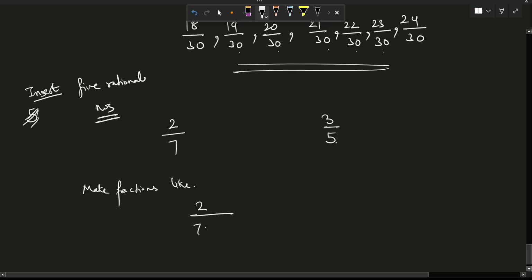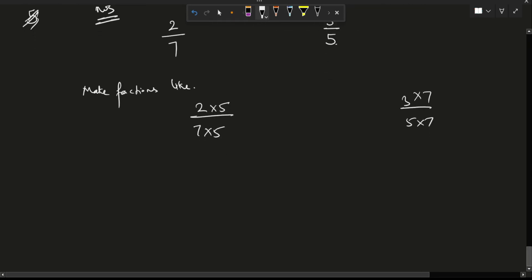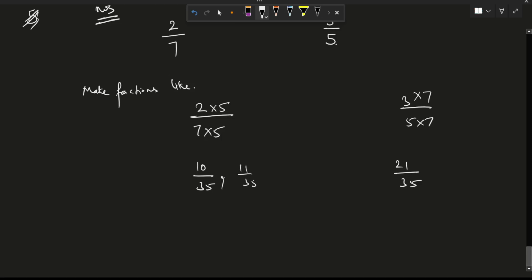So what I have to do is multiply this by 5, this also by 5, and this I'll multiply by 7. So what I got over here is 10 by 35 and this is 21 by 35. Here, I don't think I have to do anything else. You can already see you have so many numbers between them, so you can take any of them. 11 by 35. You can take 13 by 35, that is also in between. You can take 15 by 35, 16 by 35, 20 by 35. There are many in between. From 11 to 20 you can write any of the numbers.